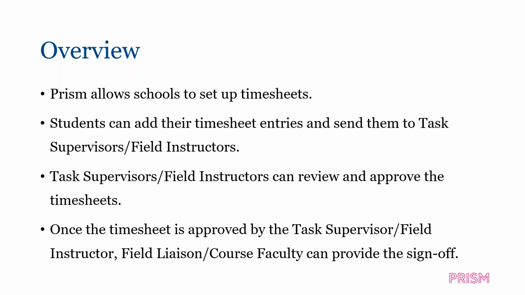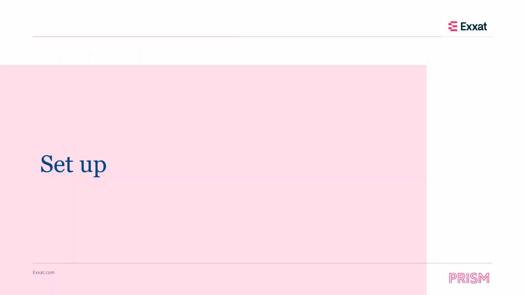Task supervisor and field instructor can review and approve the timesheets. And then once that is done, field liaison receives the timesheet and they can also provide the sign-off from there. So we will go through how all the 4 parties work together and how this flow looks like. So we'll be starting with the setup part.